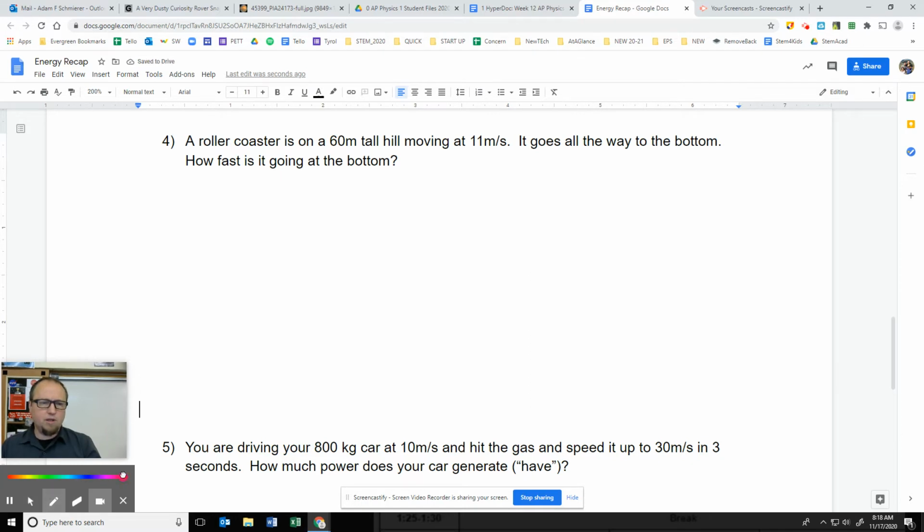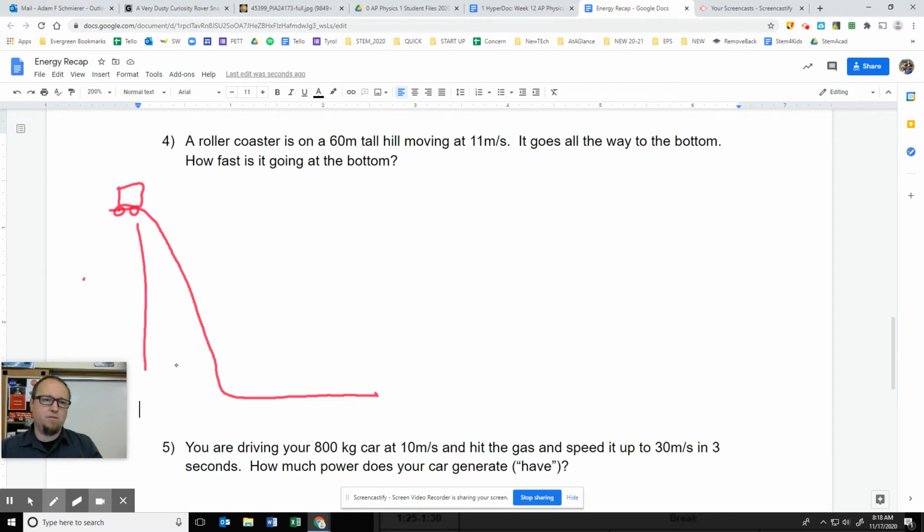A roller coaster is on a 60-meter tall hill moving at 11. So let's just draw it out. Oh, I forgot to give the mass again. Okay, so we have a 60-meter tall hill, and it's moving at 11. I always draw an arrow just to drive it home, like we're moving. It goes all the way to the bottom. How fast is it going?